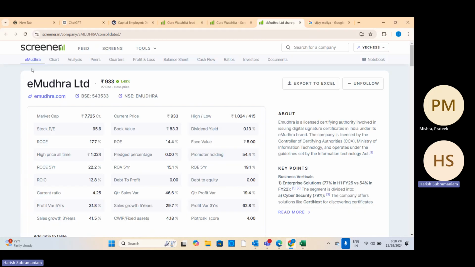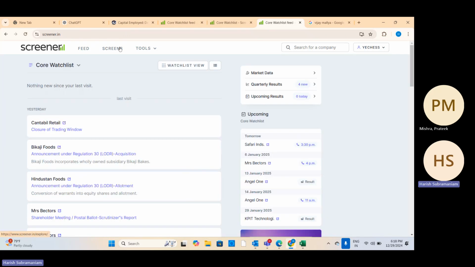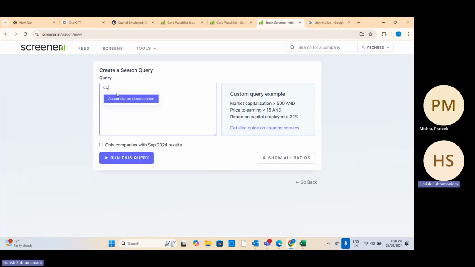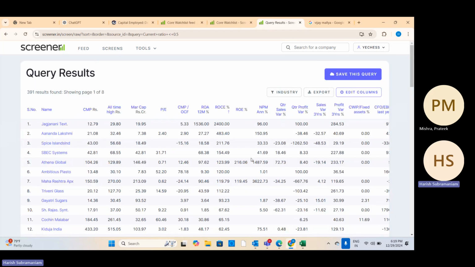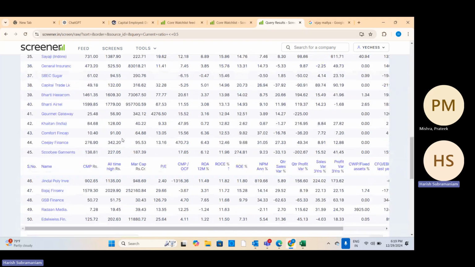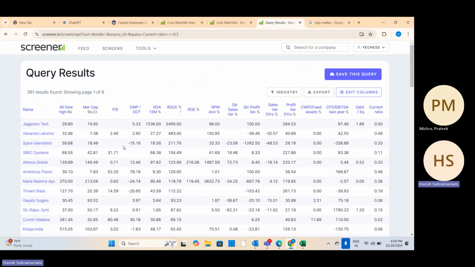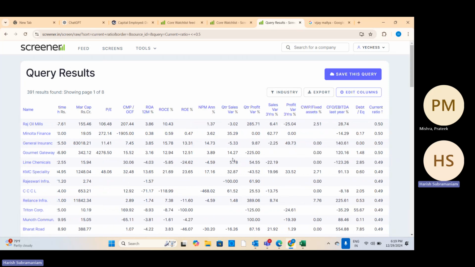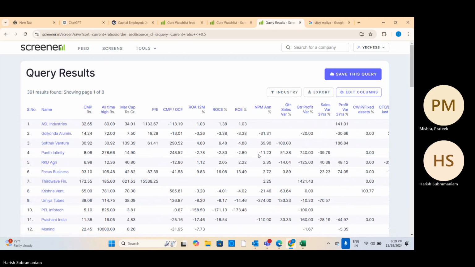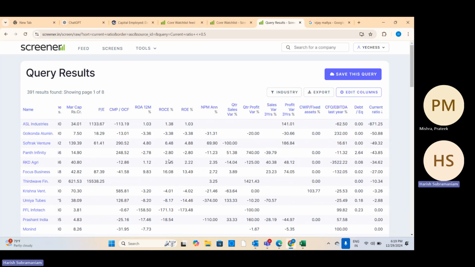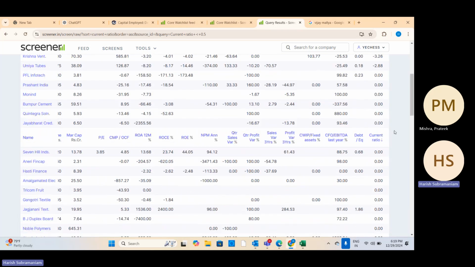And current ratio. So let's again go to screener, create new screen. Okay. So when I say current ratio is less than 3.5, then you can see there are 390 companies. So this means that these companies have very less current assets as compared to their current liabilities. So let us try to arrange this. And you can see all these set of companies have very, very low current ratios.